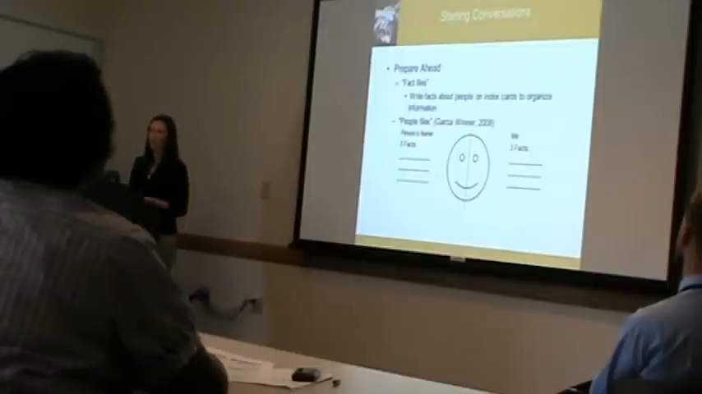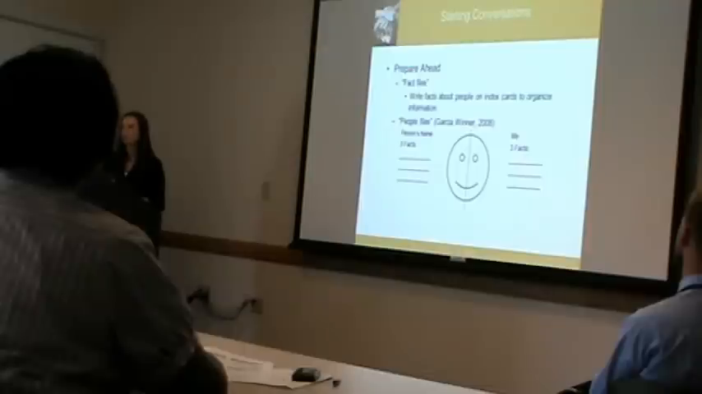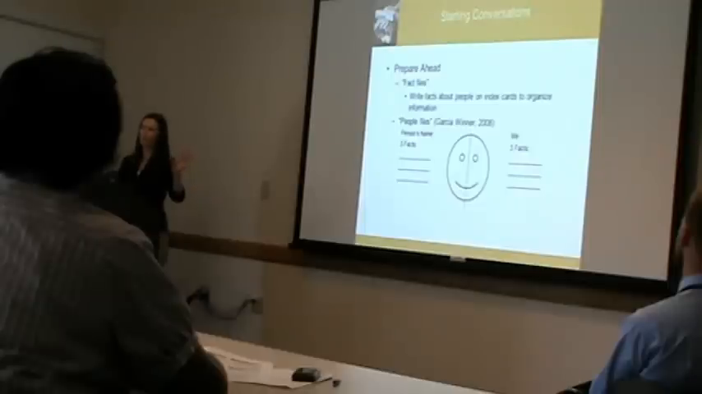So if a child identifies that three important facts about himself are, my favorite food is pizza, my favorite video game is Mario Kart, and I like to read Harry Potter books. On the other side, they're going to write down the other person's favorite food, favorite video game, and favorite books.